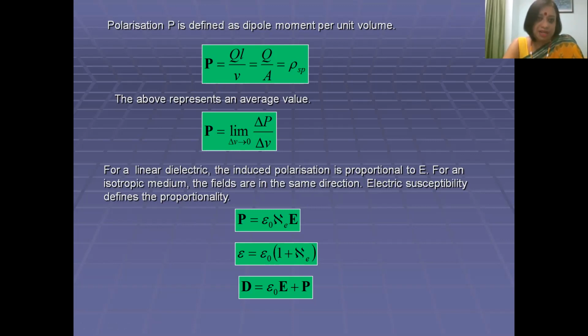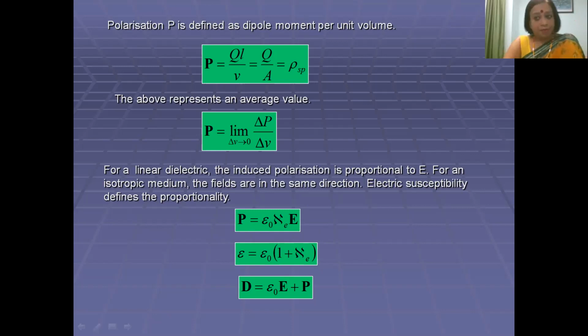If you consider a linear dielectric, then the polarization is dependent on the applied electric field E, and the direction is also the same. So therefore, P is equal to epsilon naught xi e E. So P and E are vectors, both in the same direction. Xi e is the electric susceptibility of the material. I have shown this in the previous lecture on electrostatics. Epsilon is equal to epsilon naught times (1 plus xi e), which means 1 plus xi e is nothing but epsilon r, which is the dielectric constant of a material.